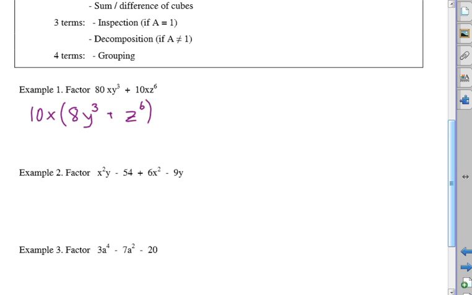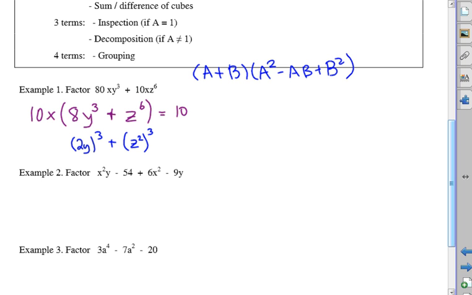What do we have? A sum of cubes. So we have what cubed plus what cubed? 2y cubed plus z squared. So we have to use our formula. Do you remember the formula? It's a plus b times a squared minus ab plus b squared for a sum of cubes.